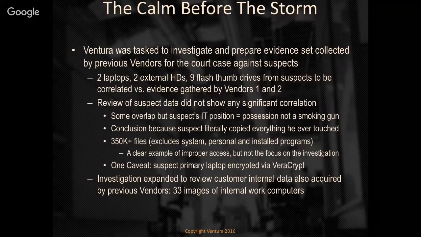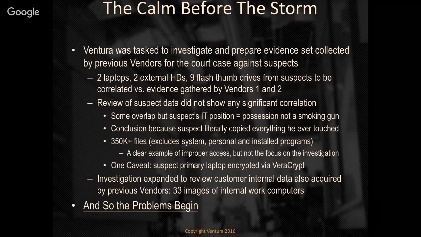But, of course, since we have this question mark now over whether or not this guy is really the one that was responsible, we will go to the customer and say, look, we really need to look at this a little closer. The smoking gun's not there. If you want us to package what we have, we'll do it. But if you want us to do a good job, we should go back and look at the rest of the evidence. So we essentially get the investigation expanded to review the customer's internal data. Right? So when this incident happened, they went out and they acquired 33 of their internal machines. Right? Because, of course, they immediately suspected an insider doing this.